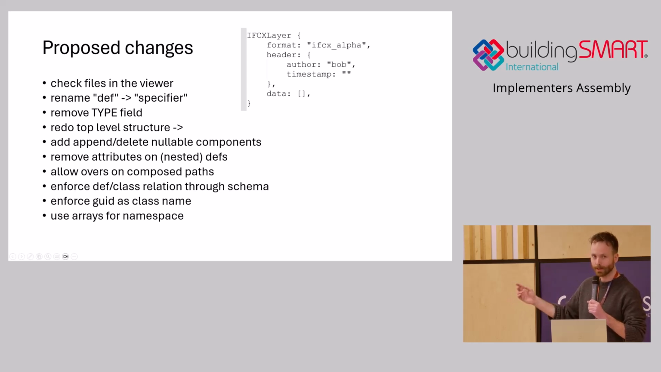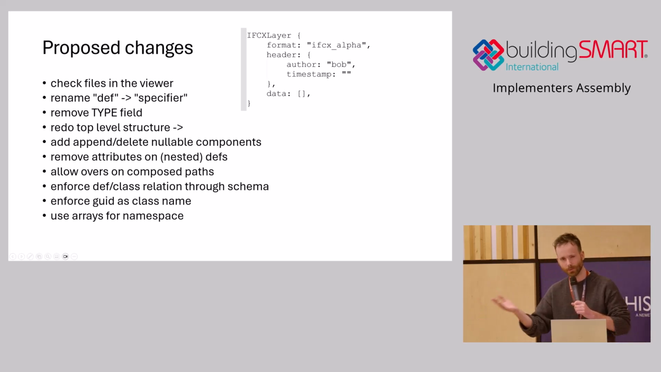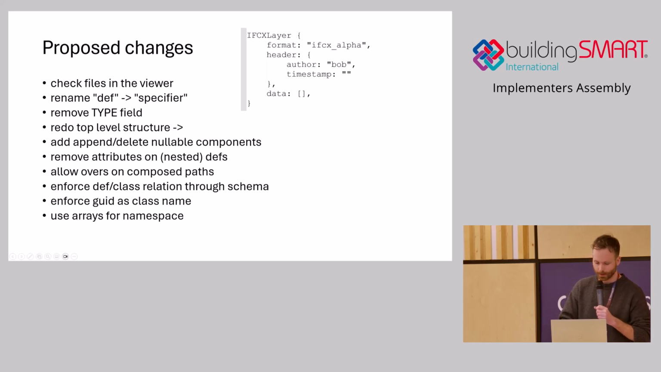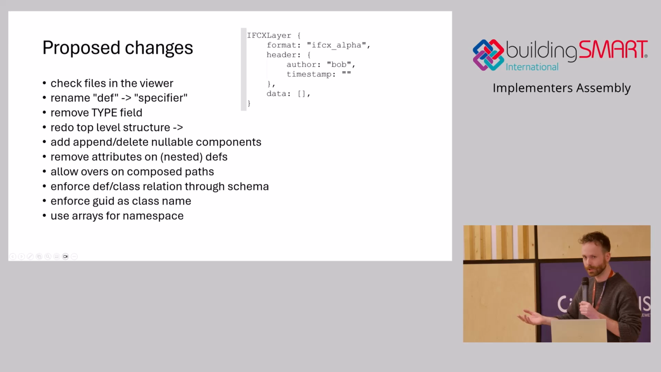Enforce GUID as a class name. Yeah, for the class name, I think it is a requirement either way. So the question is really, do devs have a GUID name? Yeah. Arrays for namespace. This is a suggestion from Pasi, which I think is nice. So instead of having these slashes as a path you've got to constantly parse, if we're using JSON anyway, we can just make it an array.